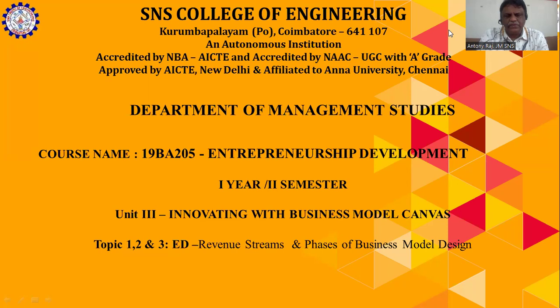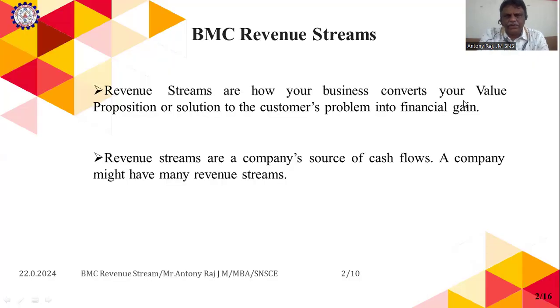What are the various revenue streams for a business, and the phases of business model design? So we're going to focus here on revenue streams. Now, a revenue stream is nothing but how your business, if you take an organization, converts a value, or a solution to the customer's problem, into a financial gain. You know that you are giving a benefit. Now how do you convert the benefit, which is the value you give to the customer, into a financial proposition? That is called a revenue stream.